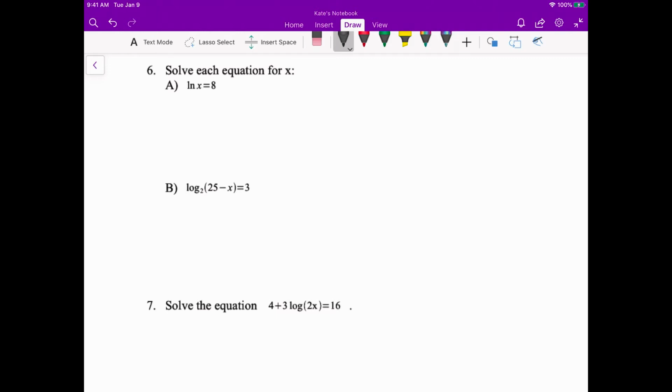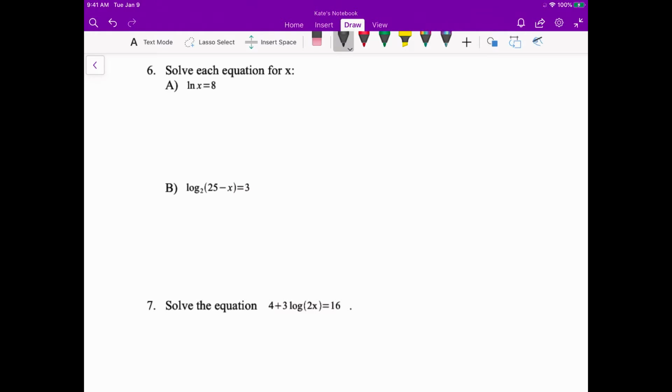Okay, finishing up lesson 9.6, we're going to do the rest of the examples. So starting with number 6, we have logarithmic equations. In part A, we have the natural log of x equals 8.